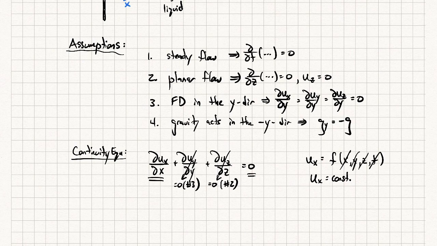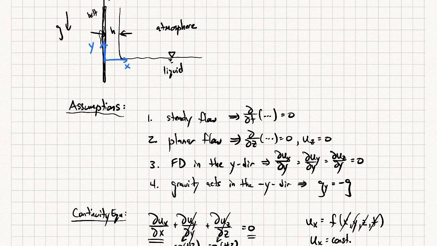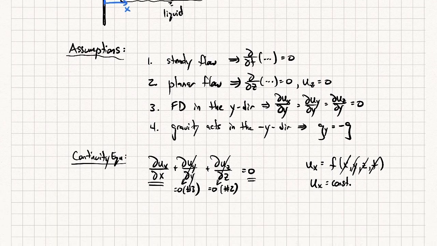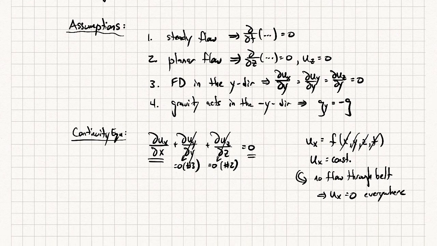And in order to find out what that constant is, we can simply look at the boundary conditions. We can see right here along the belt surface, where x is 0, there is no x component of the velocity. It can't go through the belt. So that constant would be 0, and the x velocity would be 0 everywhere. So no flow through the belt just means that u_x is 0 everywhere. The constant is 0, so that means u_x is 0 everywhere. And we'll call this condition number 5.